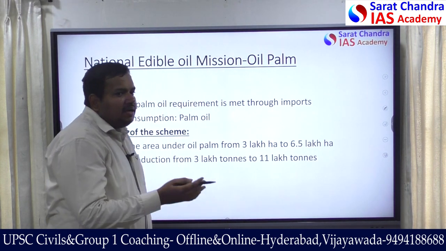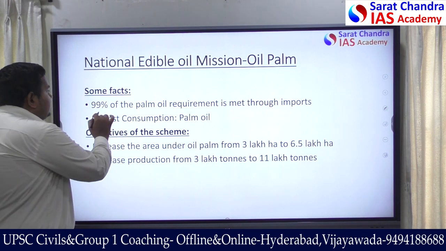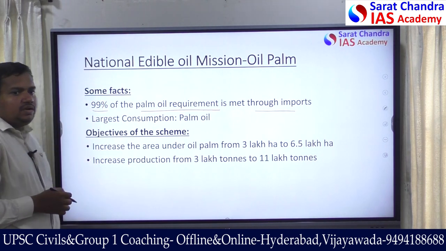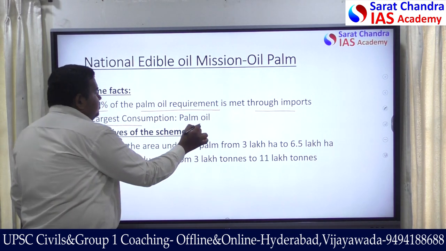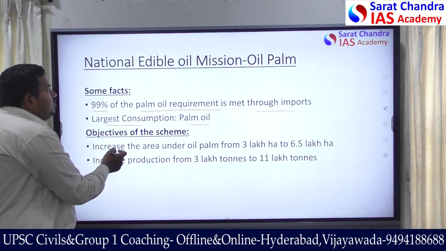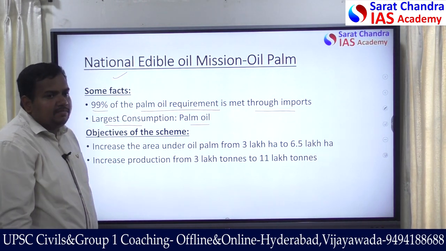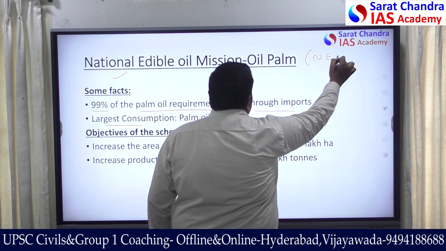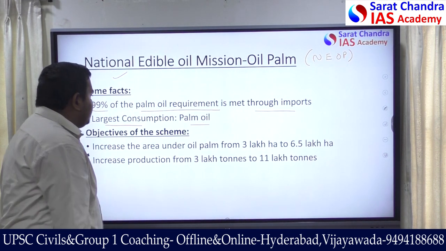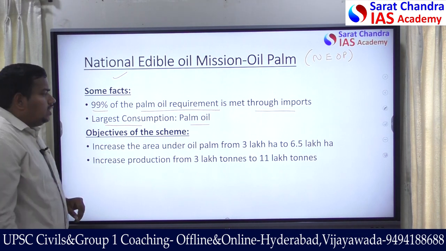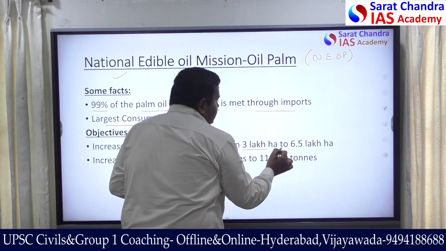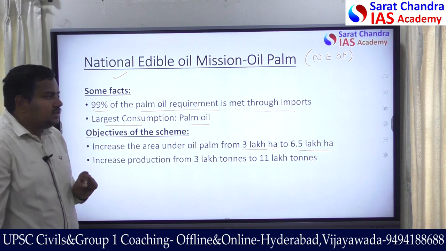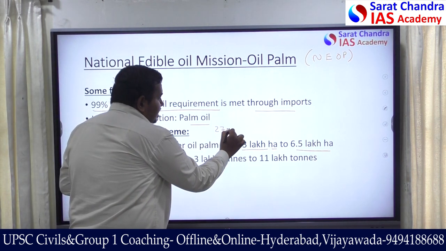Next, coming to the actual scheme which I have asked in the question. Before that, some facts. 99% of the palm oil requirement is met through imports, which I have already told you. Similarly, largest consumption is palm oil. And the objective of the scheme, National Edible Oil Mission, oil palm: what are the objectives? Increase the area under oil palm from 3 lakh hectares to 6.5 lakh hectares. What is the total area I have told you under oil seeds? 27 million hectares.